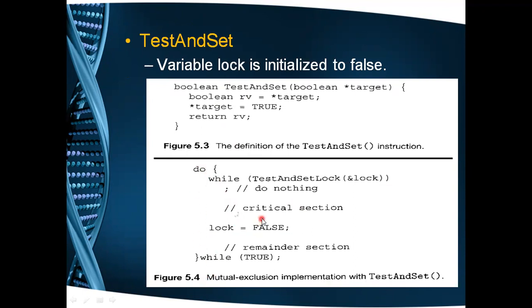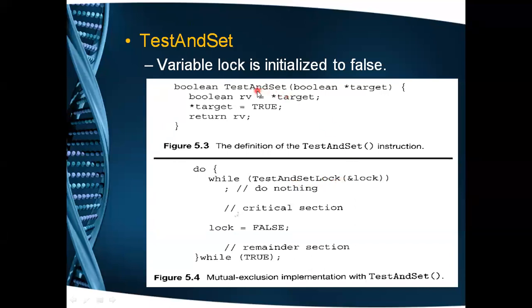So this is a do while loop. Here, while test and set lock. The variable lock is given. If this lock is initially false, it will be set as true. If it is true, it will be changed to false. That's the thing. So we are checking while we are calling a test and set instruction.